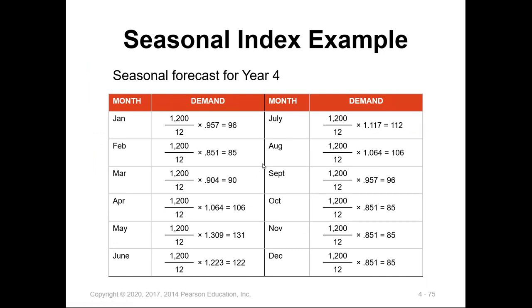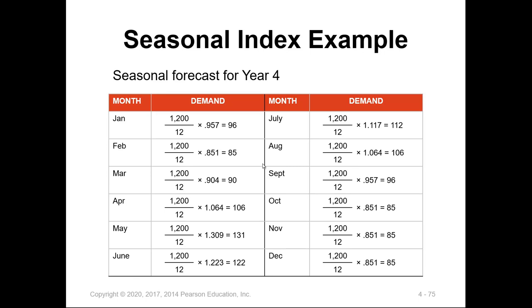Using the computed index values, we can forecast the monthly demand for the fourth year for each month. So for example, if the expected annual demand for computers for next year is 1200, what will be the monthly forecast demand using the index? Again, with 1200 instead of 1128, we divide by 12, and then we multiply by the index for that month.